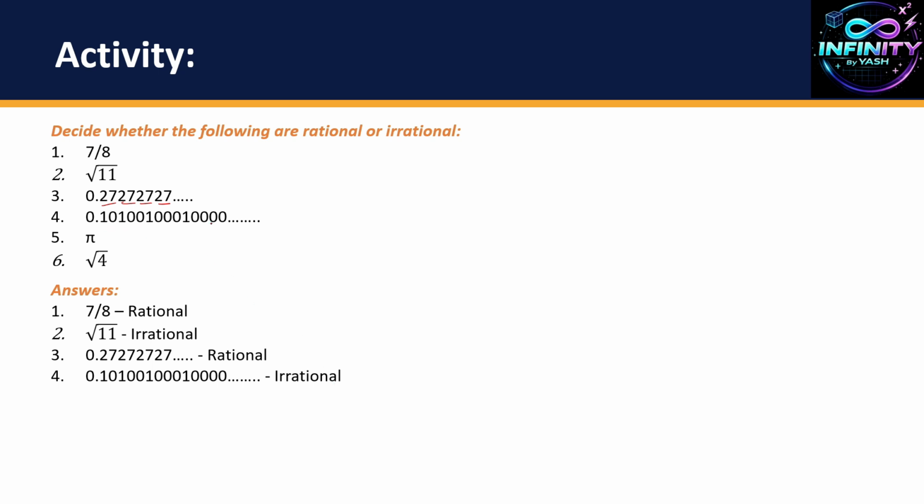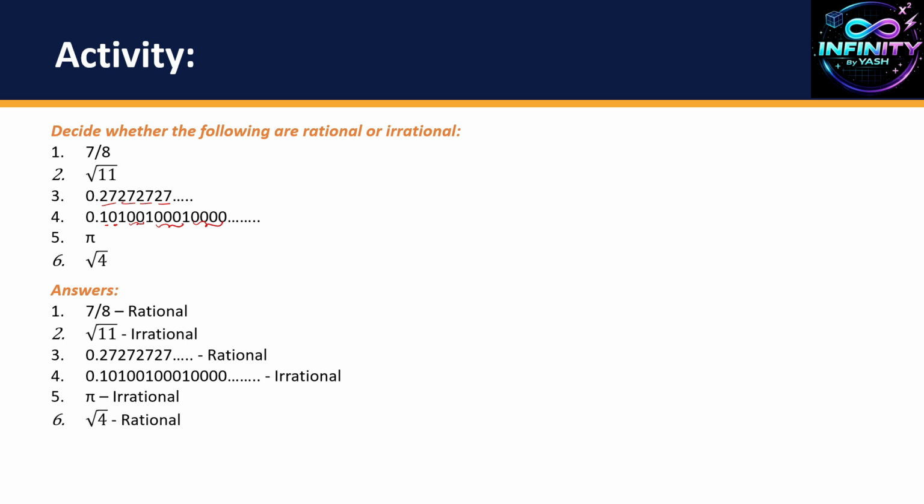Even though the digits look like repeating, you can see here that after 1 there is only 1 zero, but here 2 zeros, here 3 zeros, and here 4 zeros. So it is not recurring. That's why it is irrational. Pi is irrational. Why? Because the pi value, as we told, is never ending and non-recurring or non-repeating. That's why pi is an irrational number.